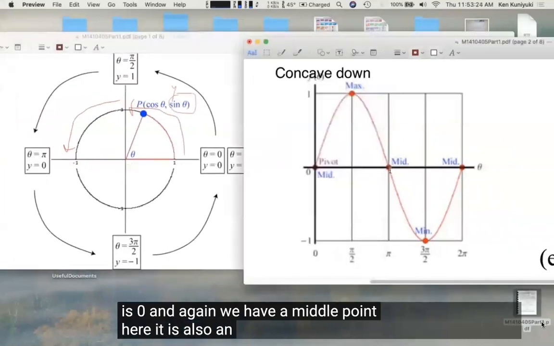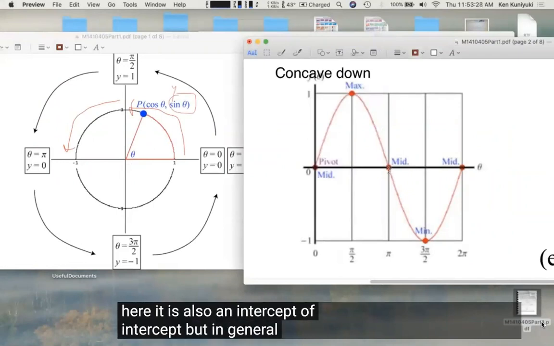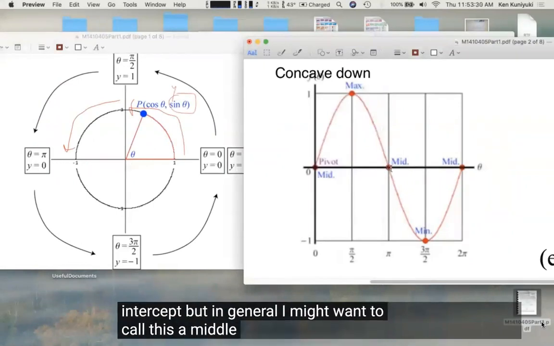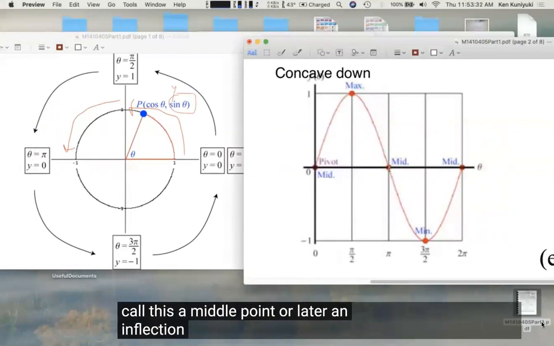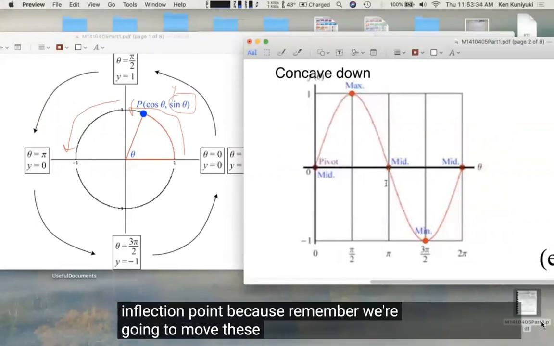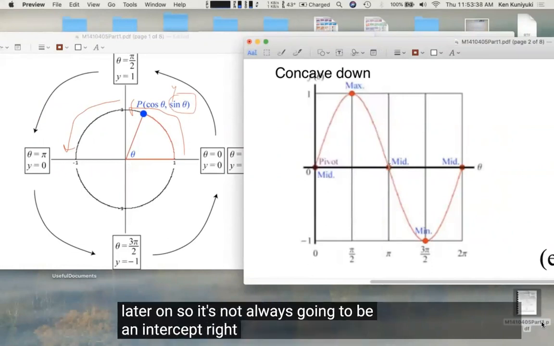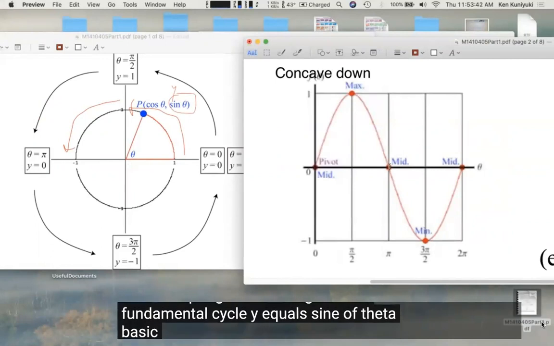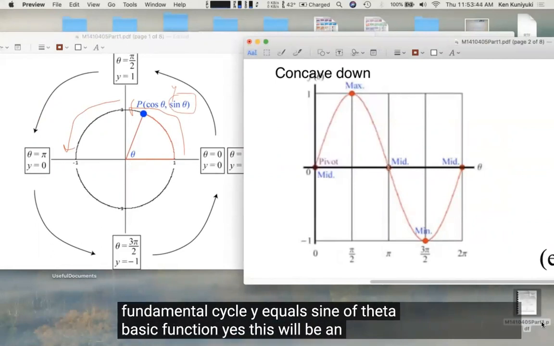It is also an intercept, a theta intercept. But in general, I might want to call this a middle point, or later an inflection point, because remember, we're going to move these graphs up and down later on. So it's not always going to be an intercept. Right now, though, for the fundamental cycle, y equals sine of theta, basic function, yes, this will be an intercept as well.